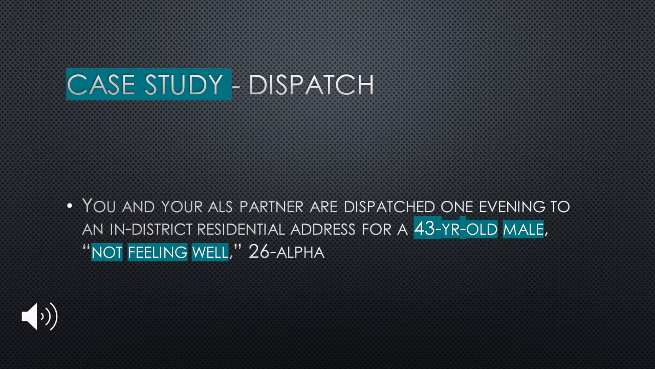All right, so here it is. You and your ALS partner are dispatched one evening to an in-district residential address for a 43-year-old male not feeling well, 26 alpha. Pretty brief. Those of you who have experience in the field already know that a lot of times this is all the information you get.